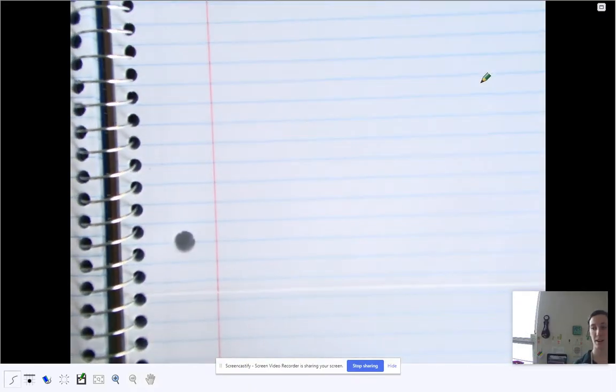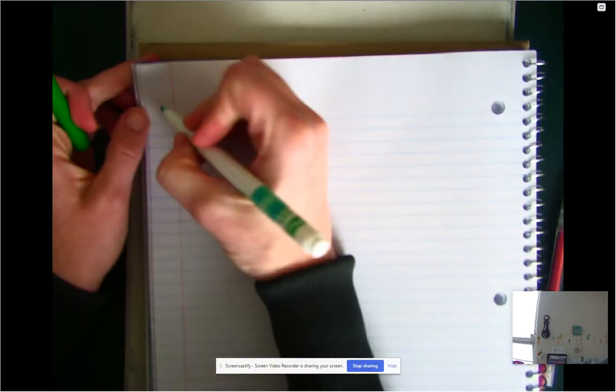Okay, we did page 35 earlier. We're actually going to start a brand new 2-page spread for this one. So this is page 36, and we are talking today about coordinate planes.